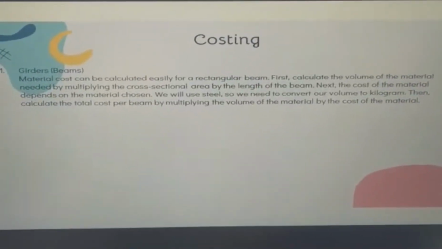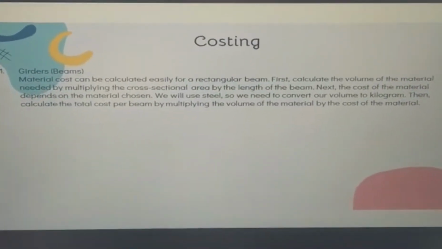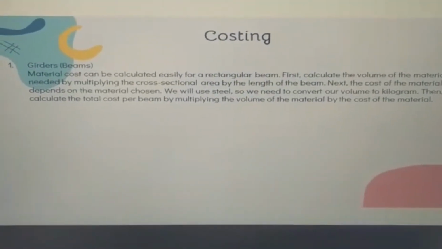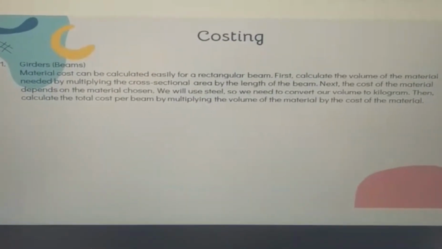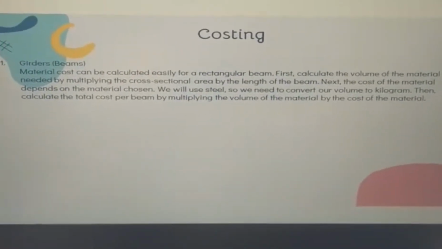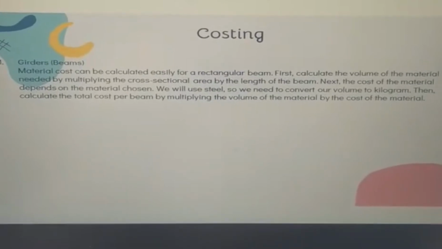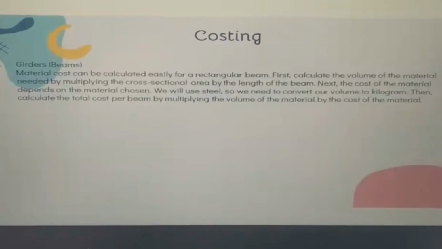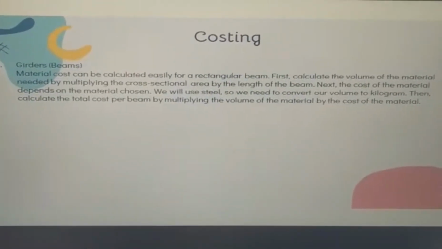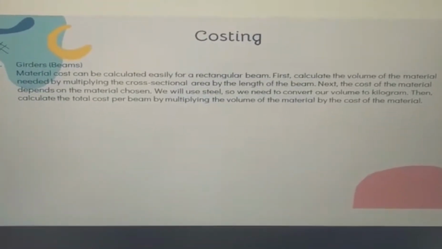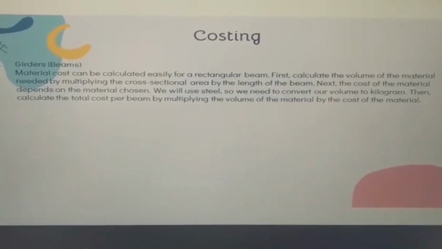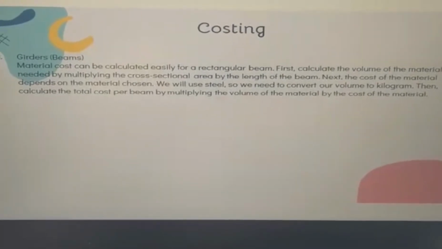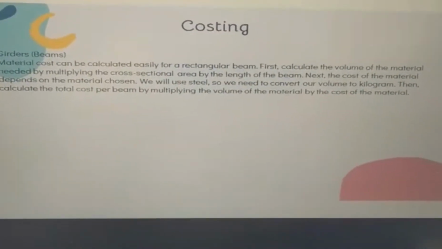So next we go to the girder costing part. First, we look for the girder or beams. Material cost can be calculated easily for the rectangular beam. First, calculate the volume of the material needed by multiplying the cross-section area by the length of the beam. Next, the cost of the material depends on the material chosen. We will use steel, so we need to convert our volume to kilogram. Then calculate the total cost per beam by multiplying the volume of the material by the cost of the material.